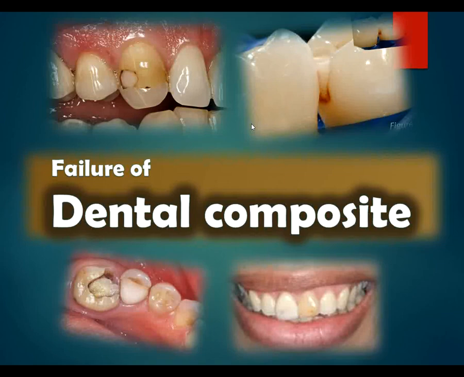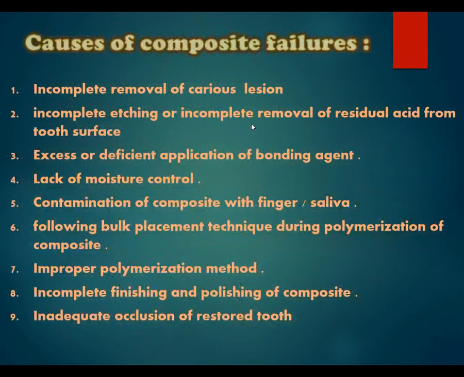Now next is failure of dental composite. Causes of composite failure are incomplete removal of carious lesion, incomplete etching or incomplete removal of residual acid from tooth surface, excess or deficient application of bonding agent, lack of moisture control, contamination of composite with finger or saliva, following bulk placement technique during polymerization of composite, improper polymerization method, incomplete finishing and polishing of composite, inadequate occlusion of restored tooth.